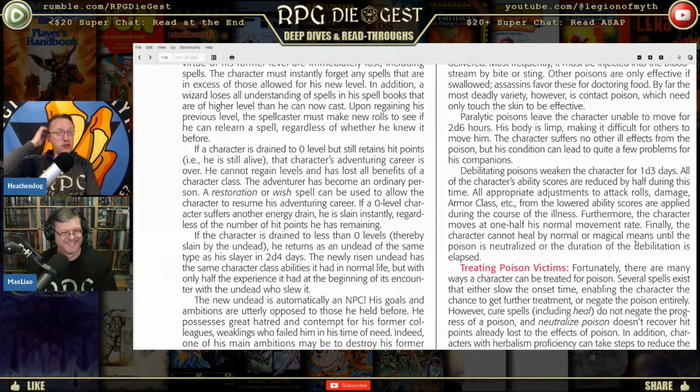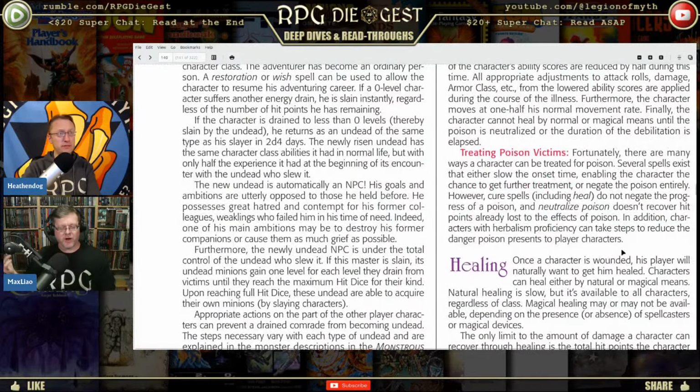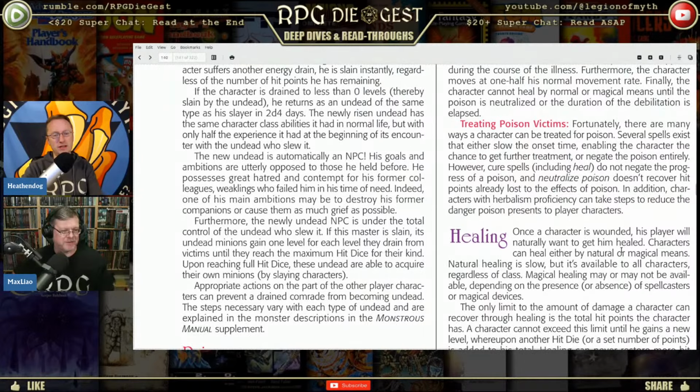If the character is drained to less than 0 levels, thereby slain, he returns as an undead of the same type 2d4 days later. The newly risen undead has the same character class abilities he had in normal life, but with only half the experience it had at the beginning of the encounter with the undead who slew it, which is double what he had before. But you get all those other cool powers, like being able to turn other people into the undead.